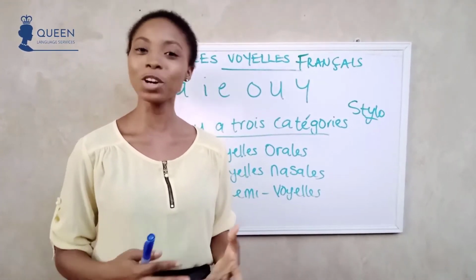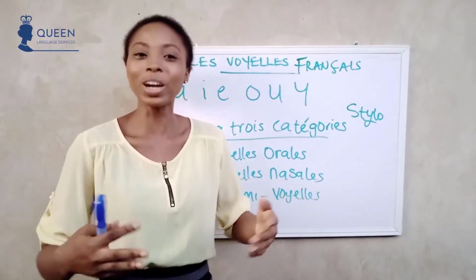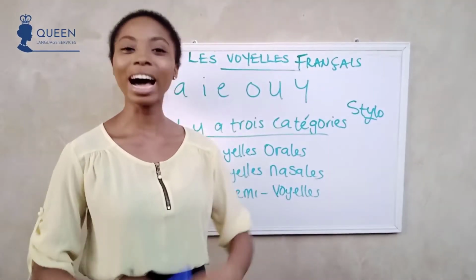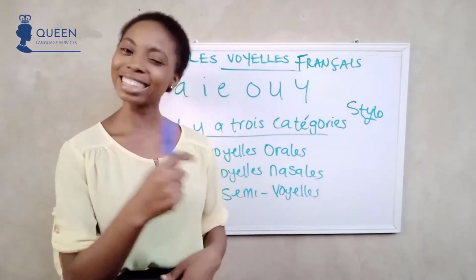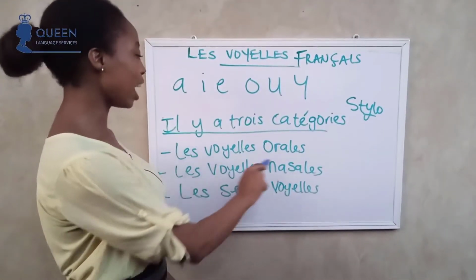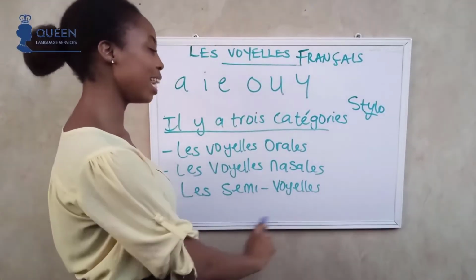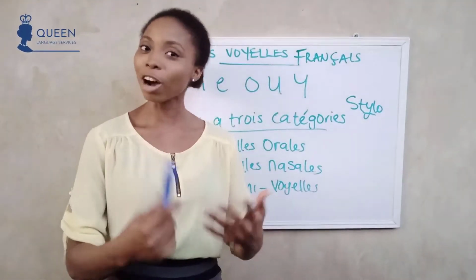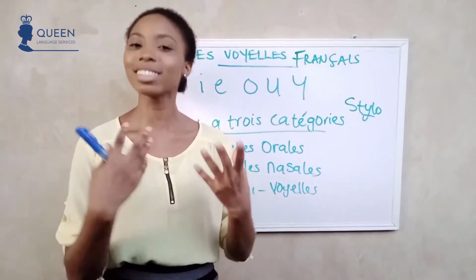So we have 3 categories of these vowels in the French language. We have les voyelles orales, les voyelles nasales, et les semi-voyelles. That is the oral vowels, the nasal vowels, and the semi-vowels.